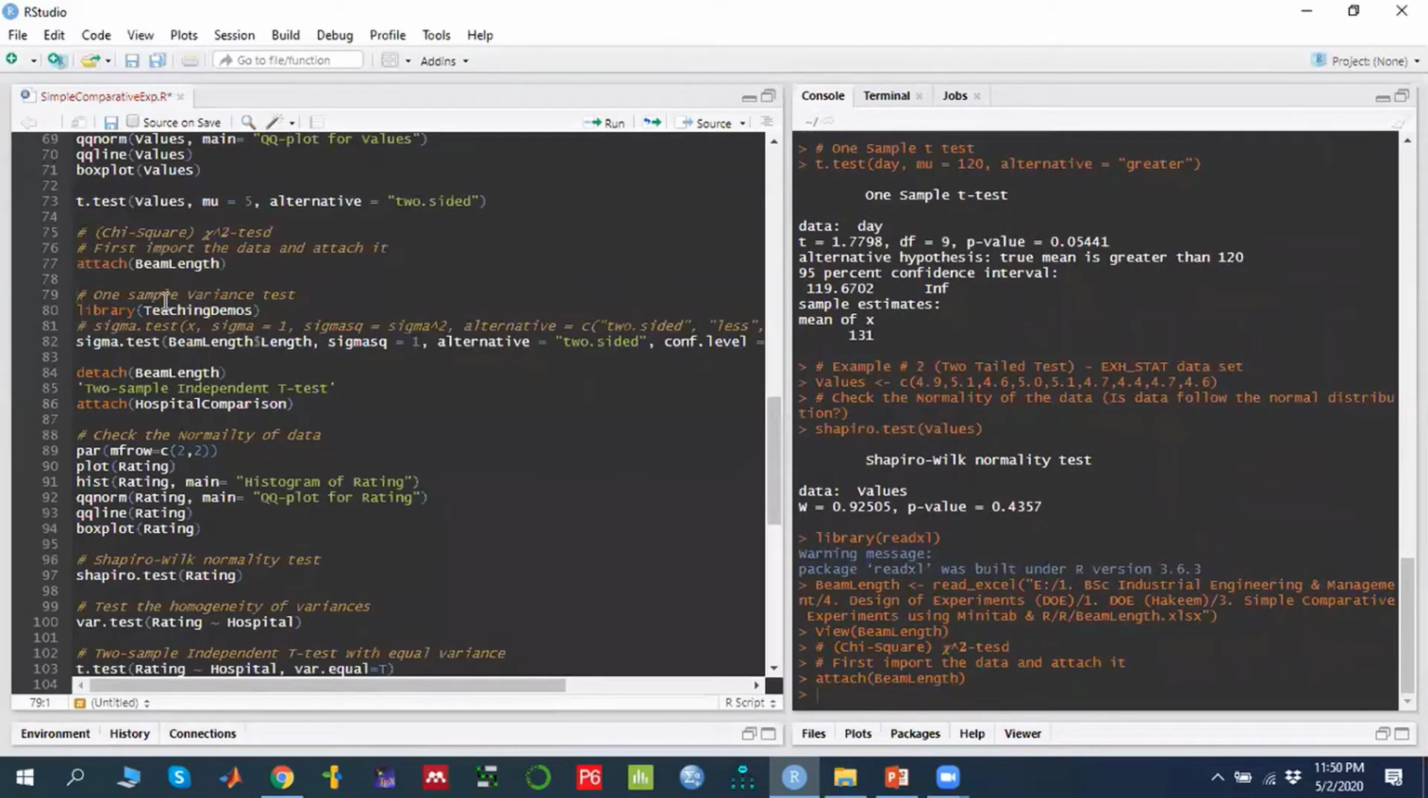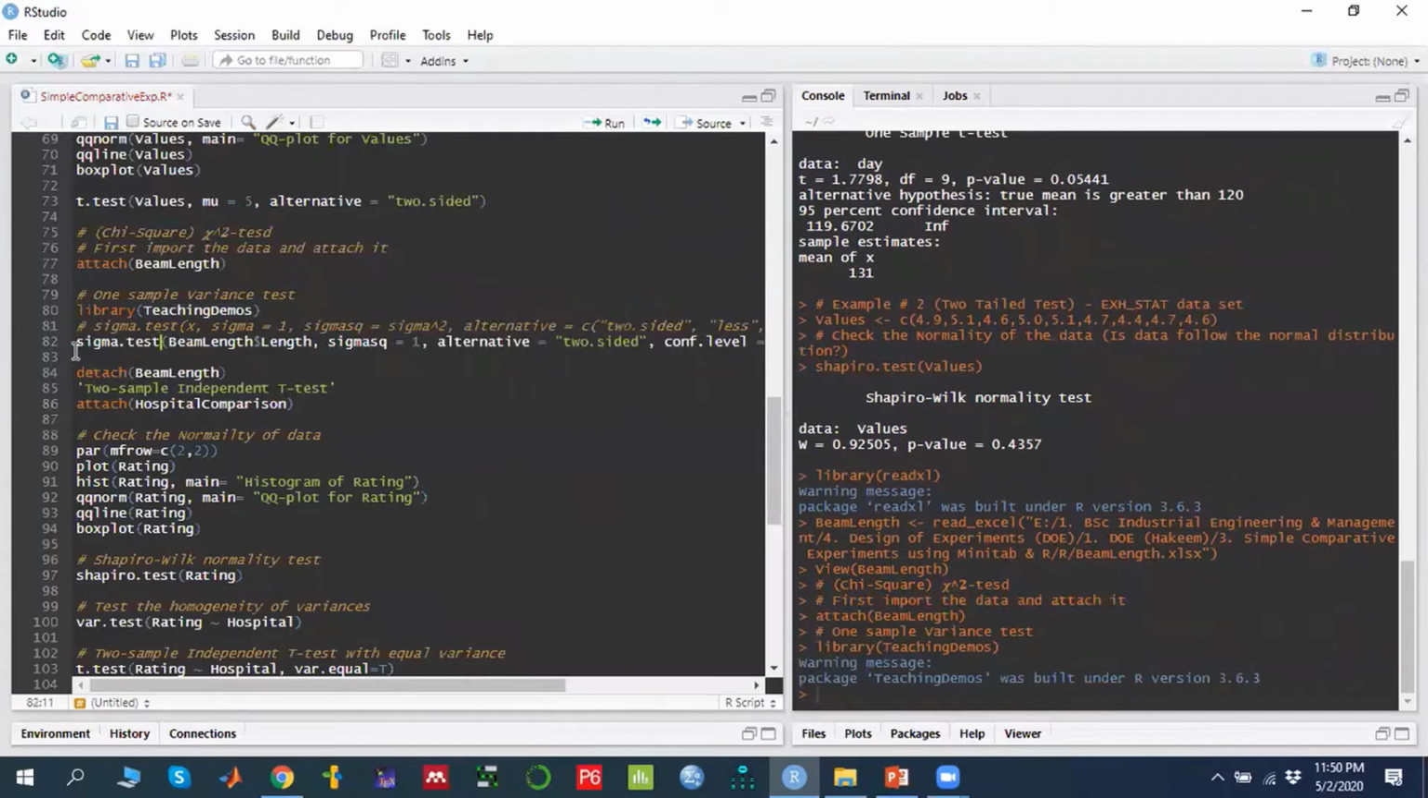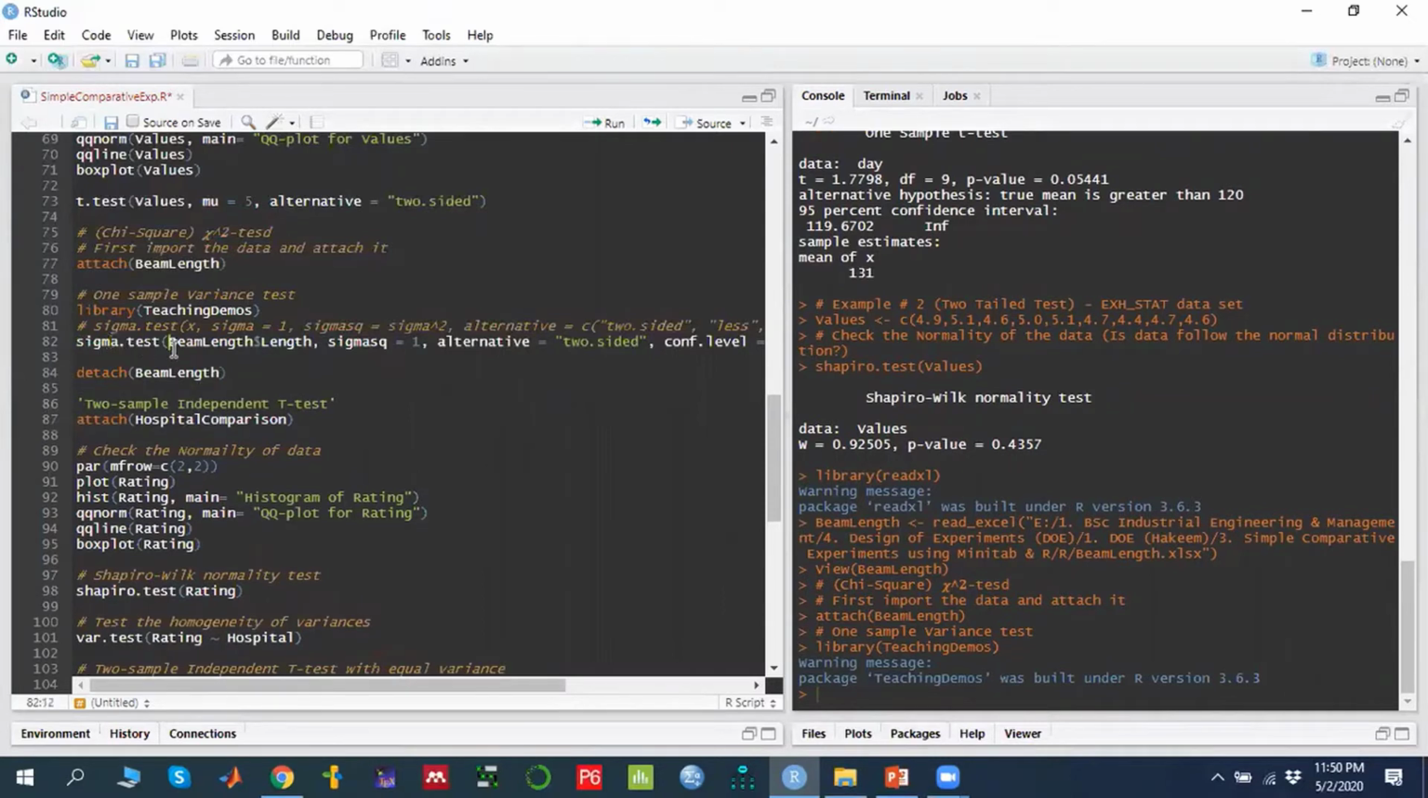Now I want to apply the one sample variance test, that means chi-square test. For that, I need a library, or you can say package, called TeachingDemos. I already installed it, I'm just calling the library. And then the function which I can use in order to run the chi-square test is sigma.test. Sigma.test, then the name of the data set dollar length. Because I attached this data file, if you don't use the data set name and only write length, then this is also okay.